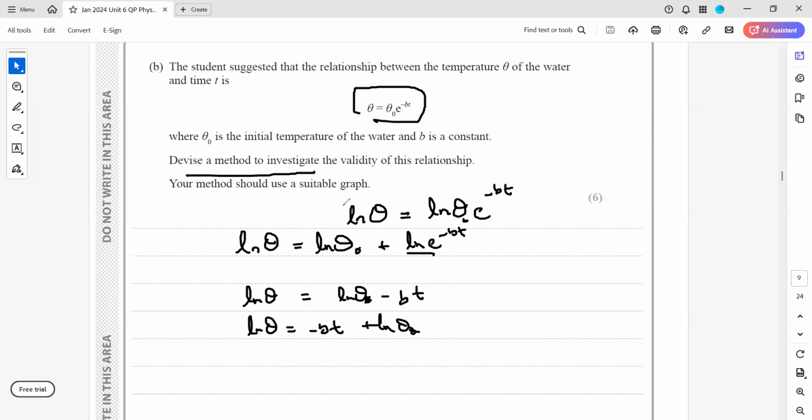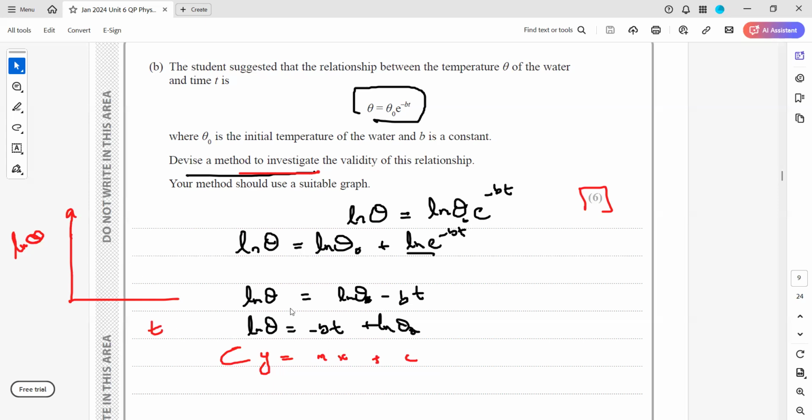Then I will compare with the equation of a straight line, y equals mx plus c. On the y-axis, I plot ln theta. But it's not only a mathematical equation I have to solve, it's a 6 mark question, and I have to give a method to investigate the validity of this relation as well. So on the y-axis, I will plot ln theta, and on the x-axis, I will plot the time.